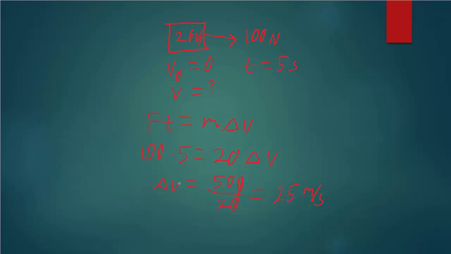Now I want to find the final velocity, and we need to be careful. This is change in velocity. So this is final minus initial equals 25 meters per second. Because the initial velocity is 0, then yes, we can say the final velocity is 25 meters per second. But if the initial velocity were not 0, this would be my change in velocity. Alright, so there's one example there.